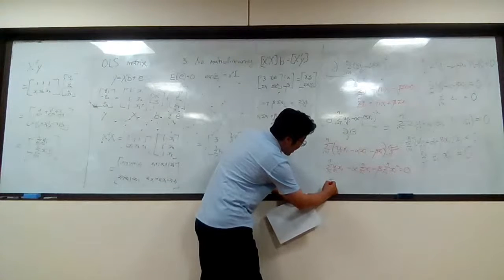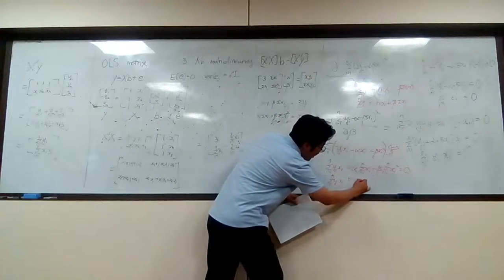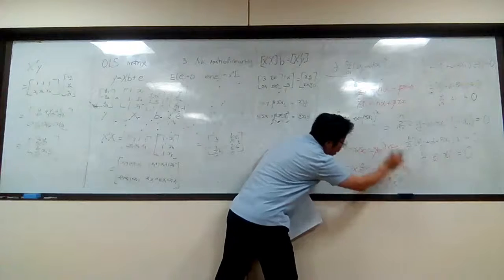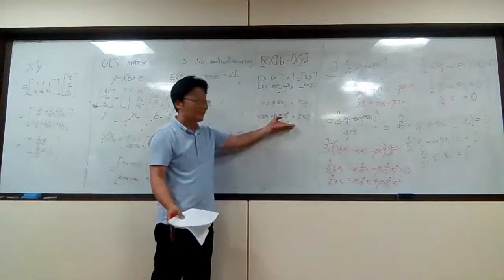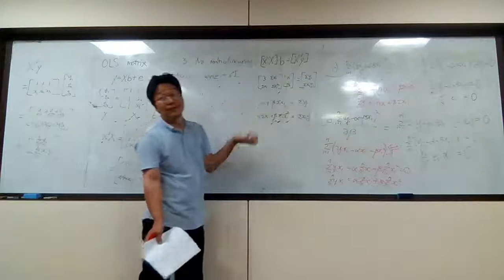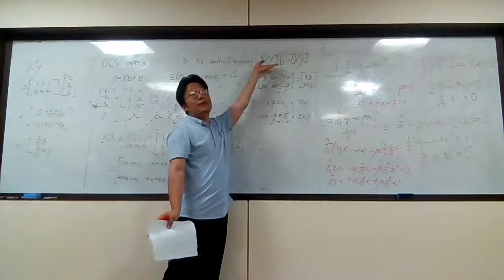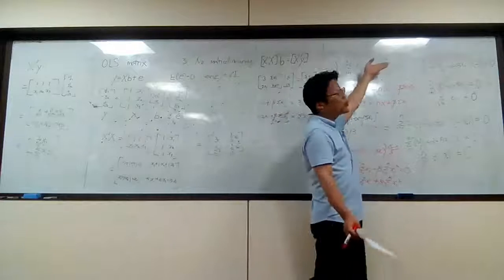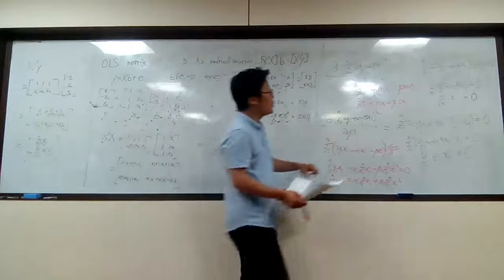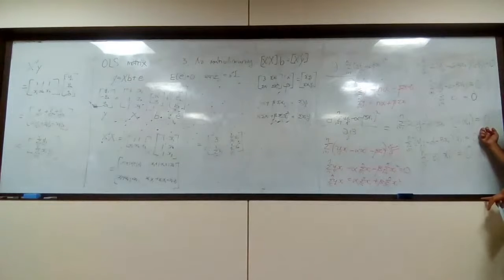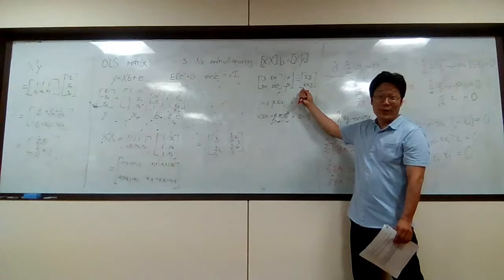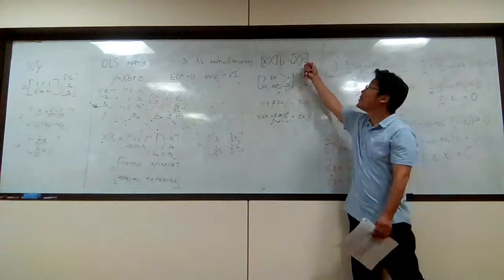This means that summation i equal 1 to n yi xi equals alpha summation i equal 1 to n xi plus beta summation i equal 1 to n xi squared. This is the same as this one: summation xi yi, alpha summation xi, beta summation xi squared. This simple condition means these two normal equations of OLS. The two normal equations can be written in this matrix form.